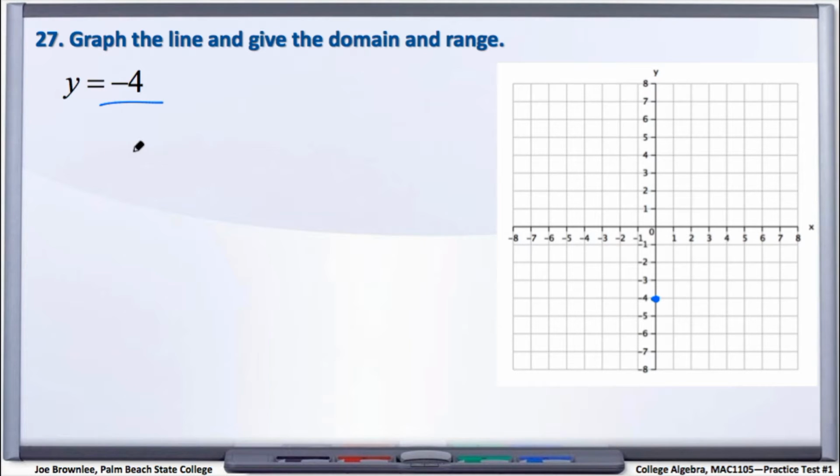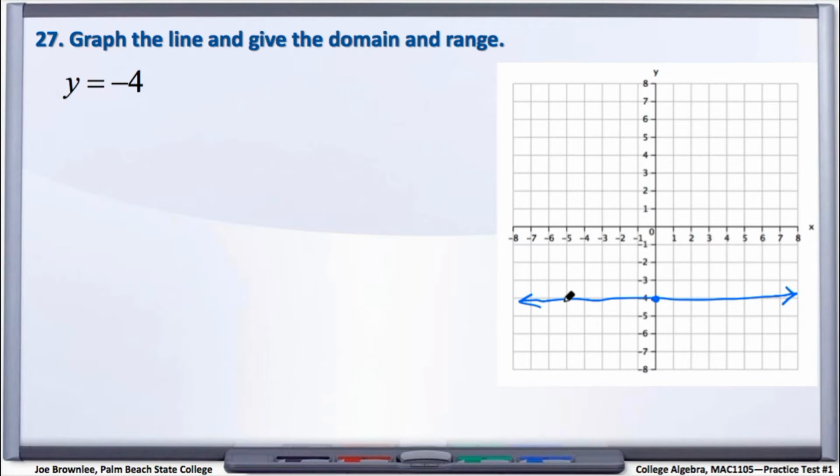This is a horizontal line, and so to graph this line, all we have to do is sketch a horizontal line through that point, -4, here on the y-axis. So we've graphed the line. Now we need to give the domain and range.